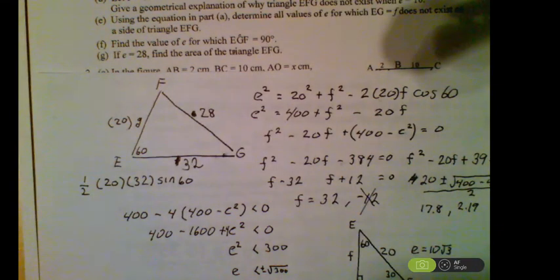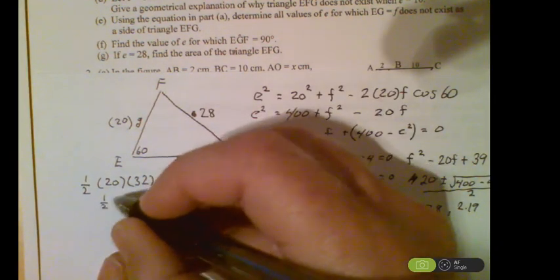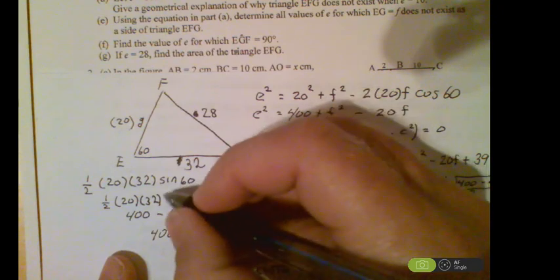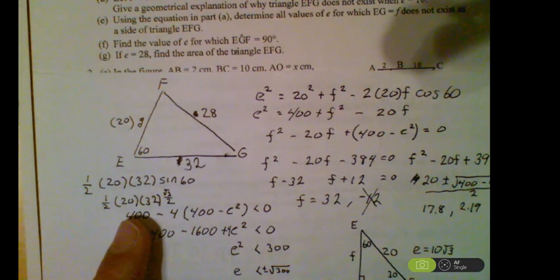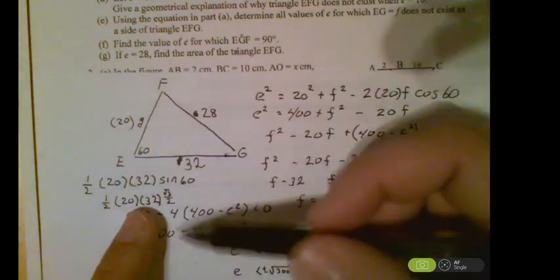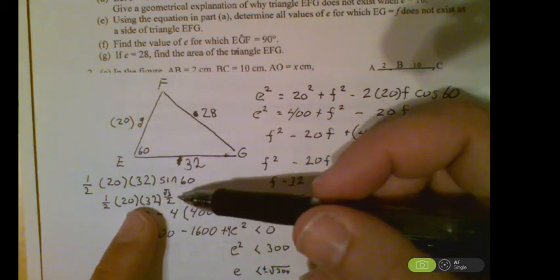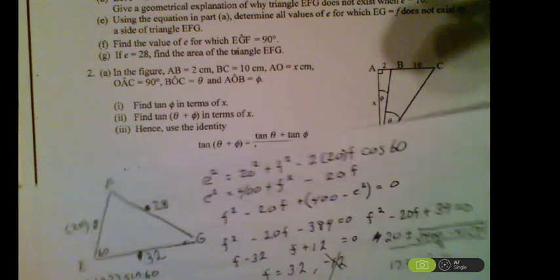So anyway, if we replace our sine 60 with rad 3 over 2, so you got your 1/2, you got your 20, your 32, and we're replacing our sine 60 with rad 3 over 2. And so now we could just go ahead and multiply that out. This one didn't say that we had to leave it in simplest radical form, so if it's a case where we do have a calculator, you could just punch that into a calculator to get your answer. If it's a case where you don't have a calculator, or if it specifically says to leave your answer in radical form, then just multiply it out and simplify it as much as you can while keeping your answer in simplest radical form. All right, moving on to number 2.